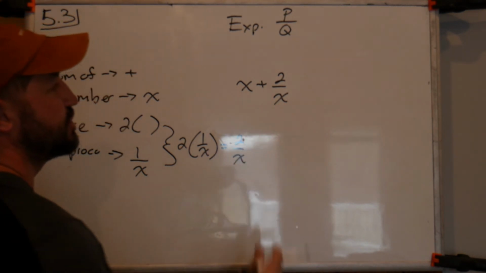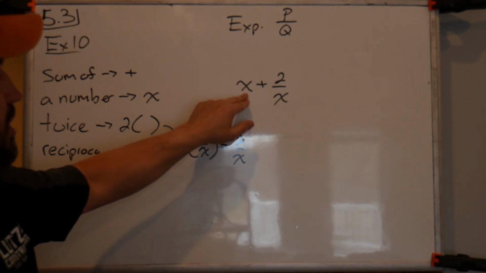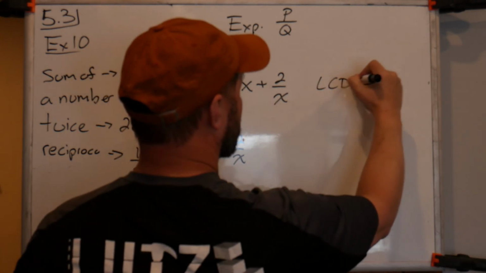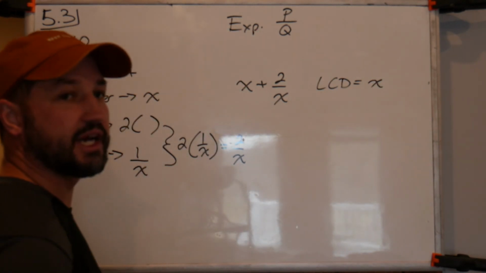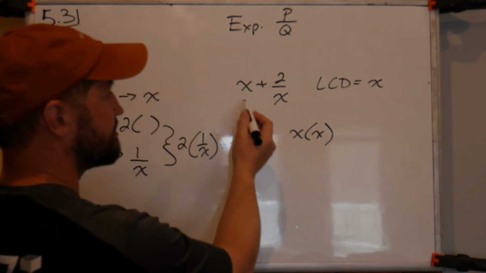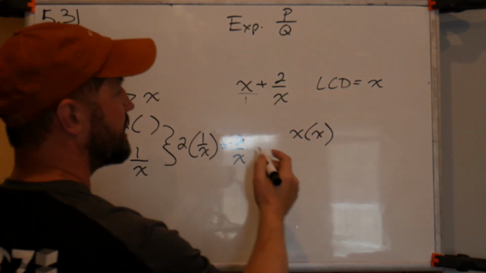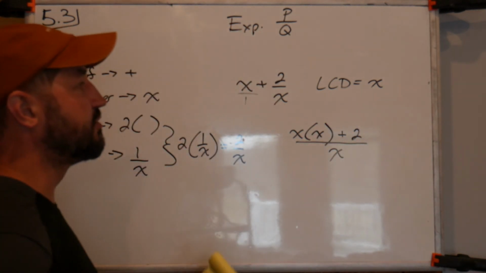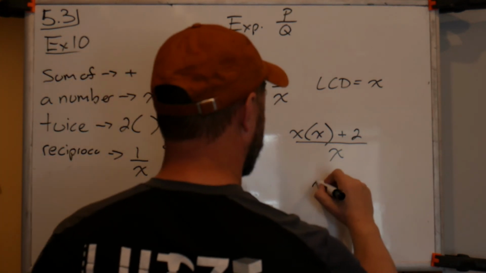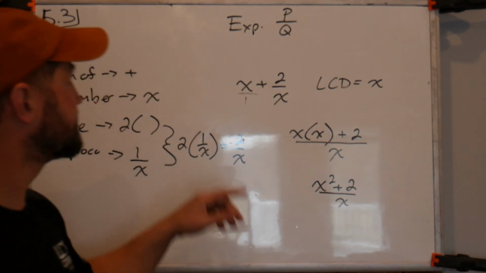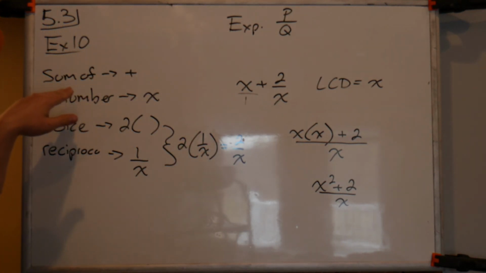Now, this is 2 different expressions technically. One plus another. We need one expression. So I need to find my LCD. In this case, it's x. So I need to multiply my x times what's missing. Again, I can say over 1. And I'm going to add the 2 and write it over x. So I just happen to have x squared plus 2 over x. There is my expression to show the sum of a number and twice its reciprocal.